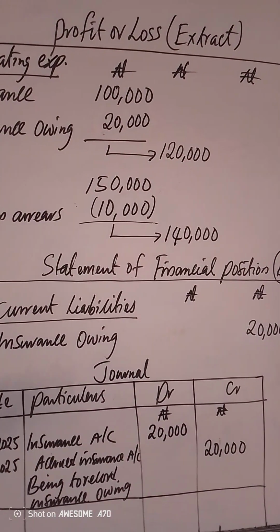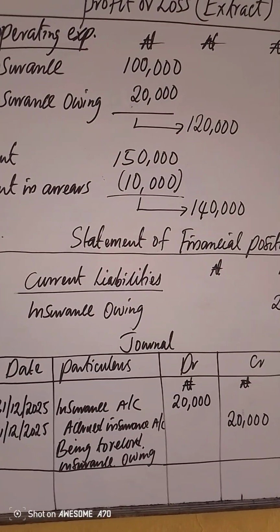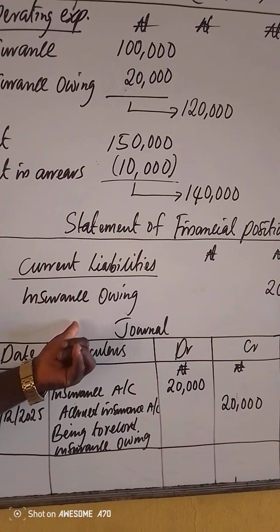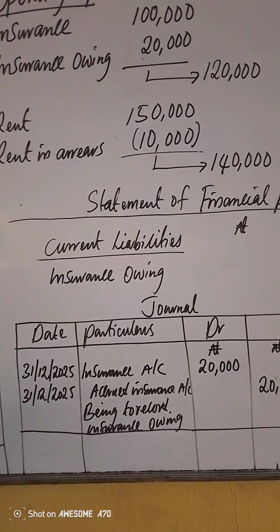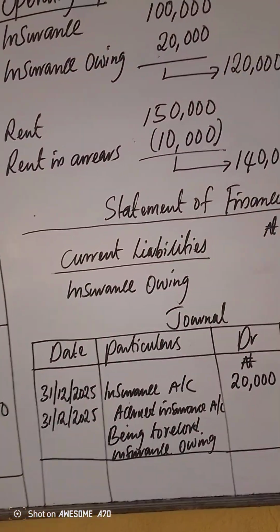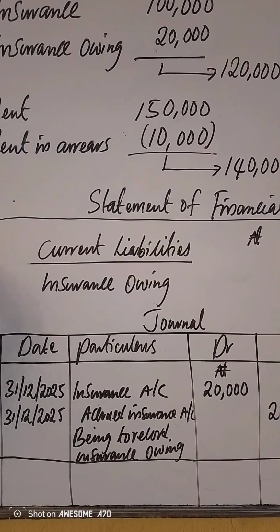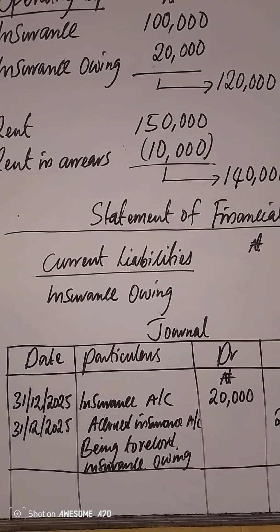So it cannot come as a liability again because it has already been settled. So owing of the previous year should not appear in the statement of financial position. It should be only accruals or expenses owed in the current year that appear in the statement of financial position as liabilities. Please take note of that.